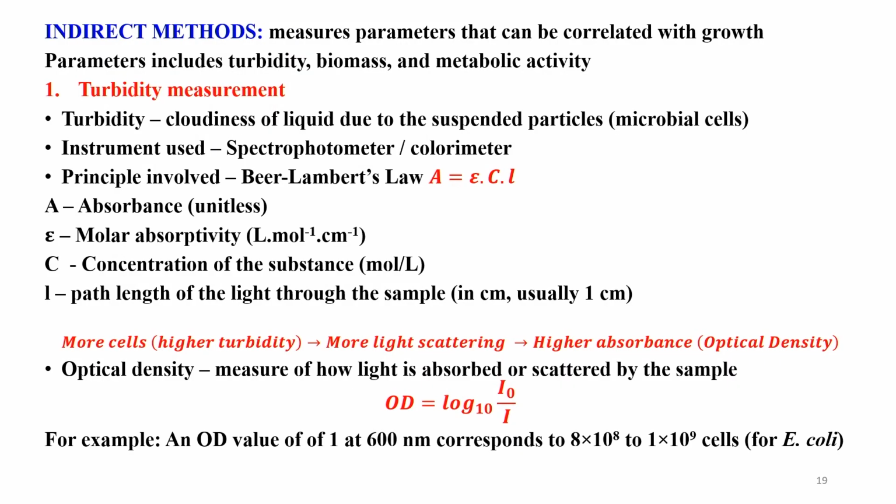Now, next we will quickly discuss the indirect methods. Here, these methods measure parameters that can be correlated with growth, and the parameters are turbidity, biomass and metabolic activity. Turbidity is very easy, you have to measure the optical density. You have to use a spectrophotometer to measure the optical density, and typically we measure the optical density at 600 nanometer in the visible range.